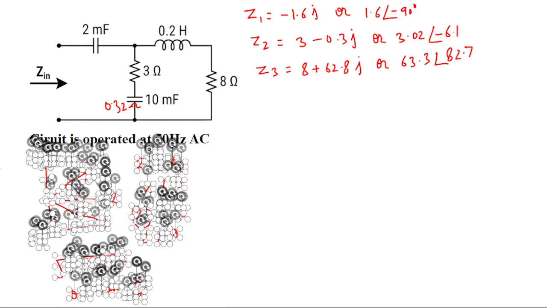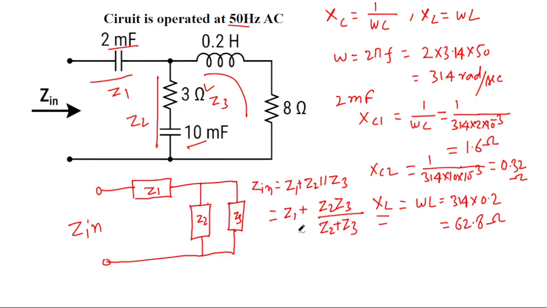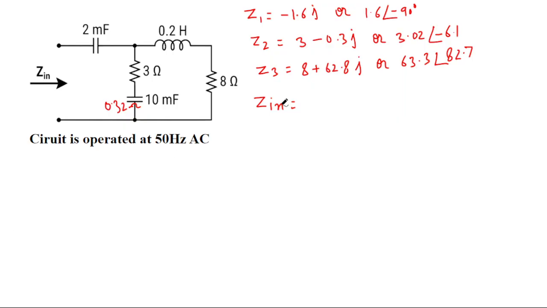I hope you might be knowing all these things. So I am writing here this one. Z in we have calculated here is like Z1 plus Z2 Z3 divided by Z2 plus Z3, like we have found out here. So I will directly write the value as Z1 plus Z2 multiplied by Z3 divided by Z2 plus Z3.